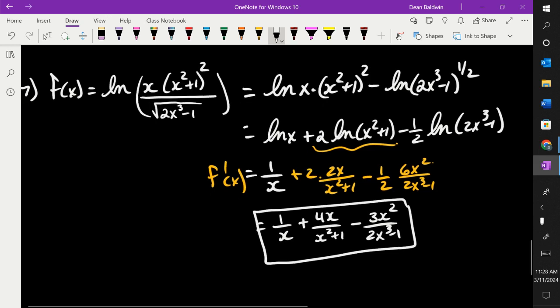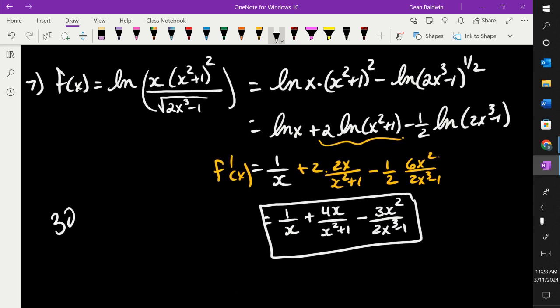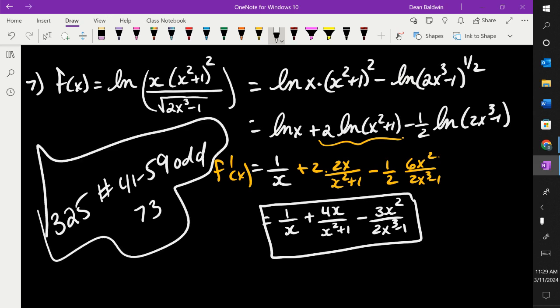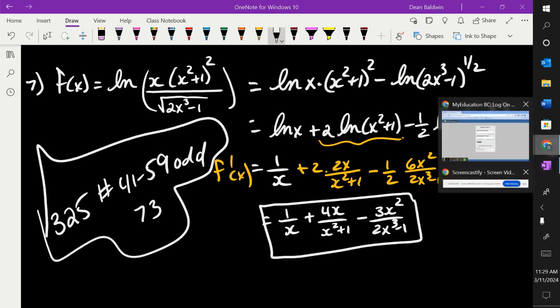All right, so rewrite them and then do the derivatives. 325, 41 to 59, odd, and 73, please. Boom. And that'll be it for today.